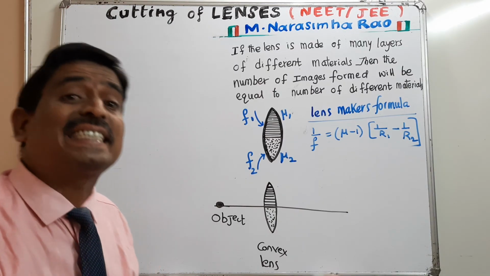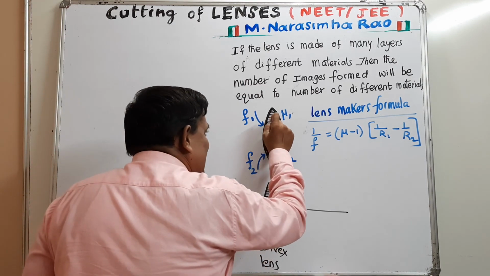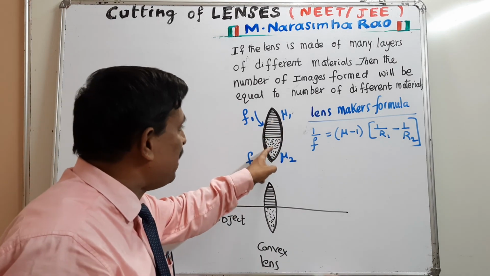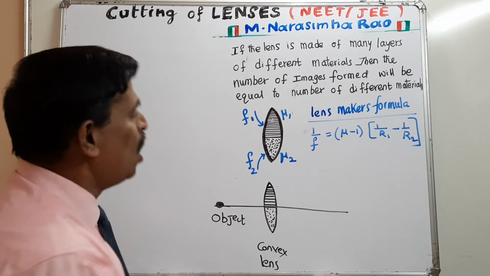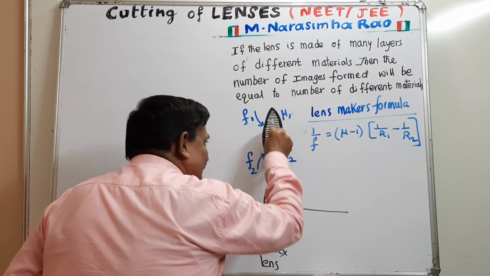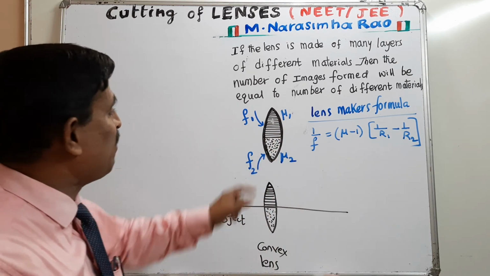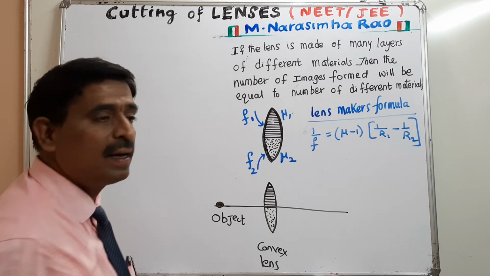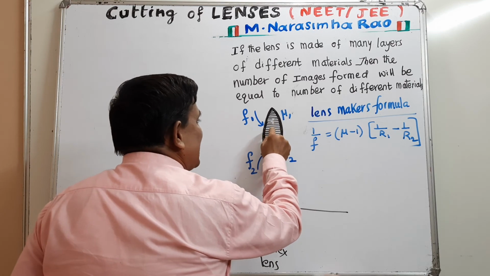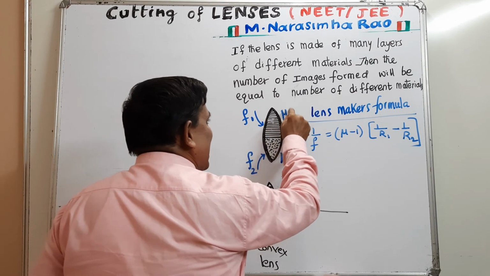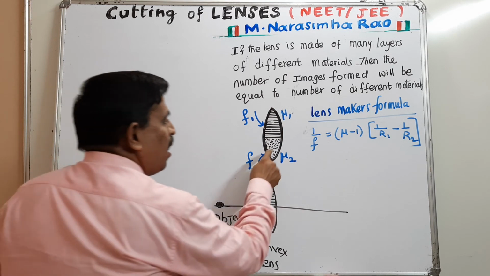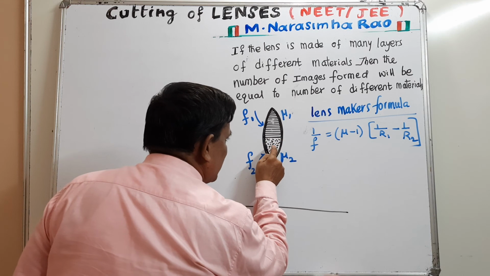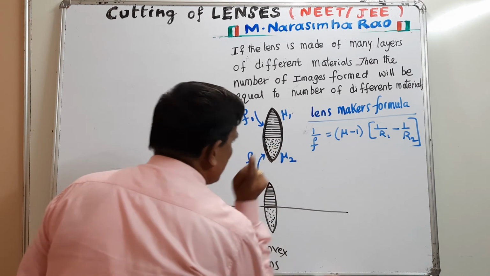If the convex lens has different layers made of different materials, two different materials means the refractive indices are different. The refractive index of the upper part material is mu1. The refractive index of the lower part of the lens is mu2.